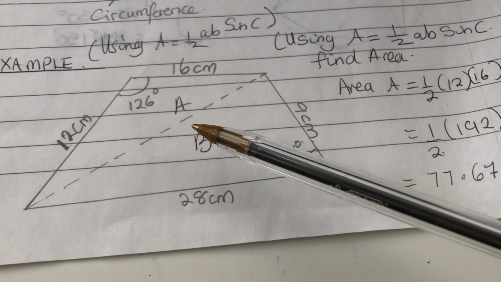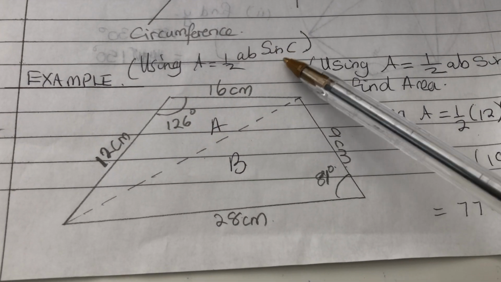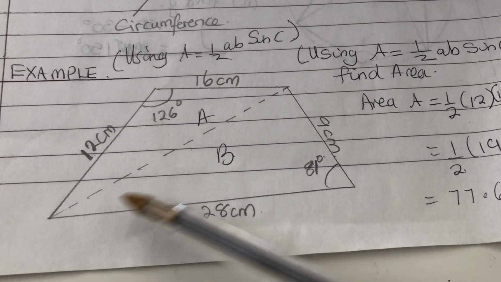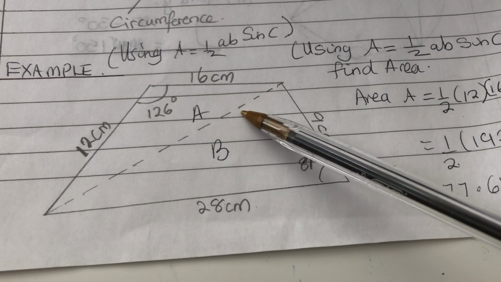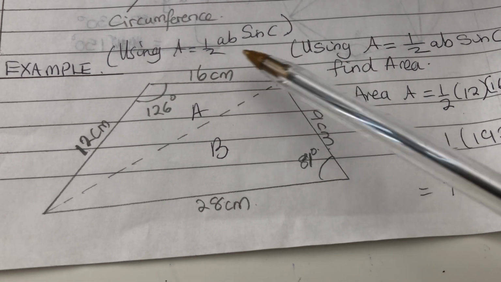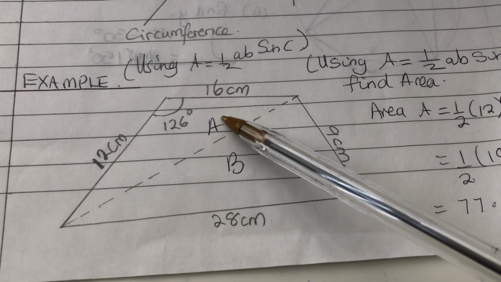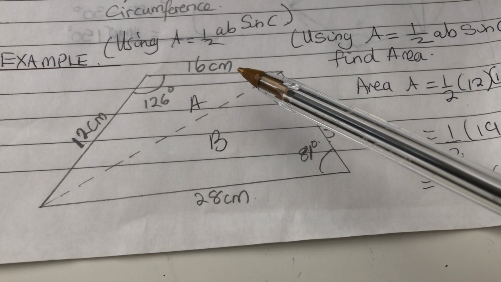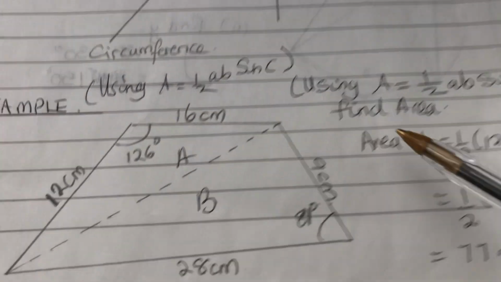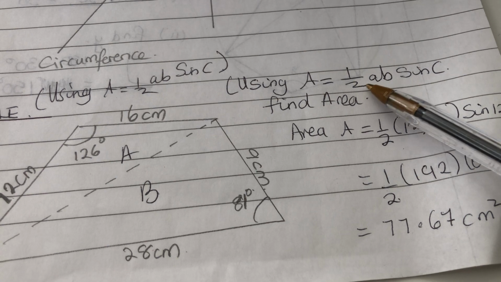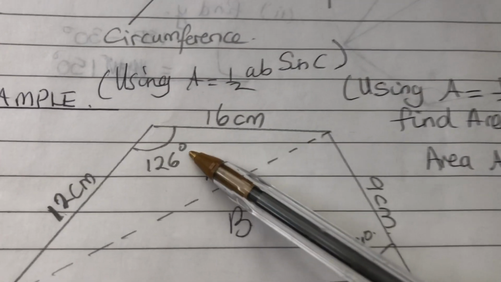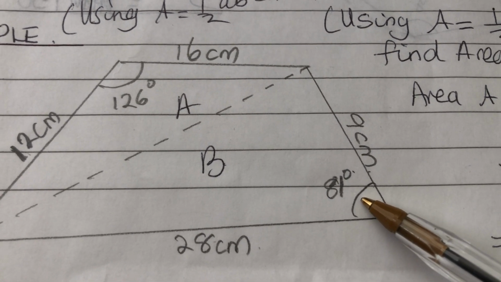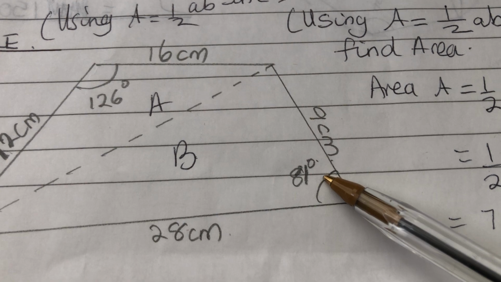But assuming you have this shape here, you can divide it into two triangles and use this formula. Find this area, find that area, and add them together. Now, we are using half ab sine C. This angle here is 126. That angle here is 89. So what do we do?